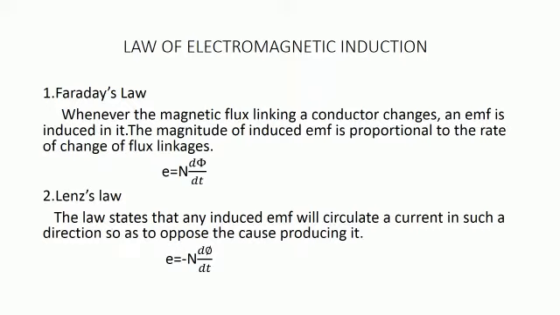Lenz's law states that any induced EMF will circulate a current in such a direction so as to oppose the cause producing it. So the EMF will circulate the current. This current opposes the cause producing it, that is, the supply voltage. So we can write E is equal to minus N dφ by dt, where the minus sign indicates opposition.